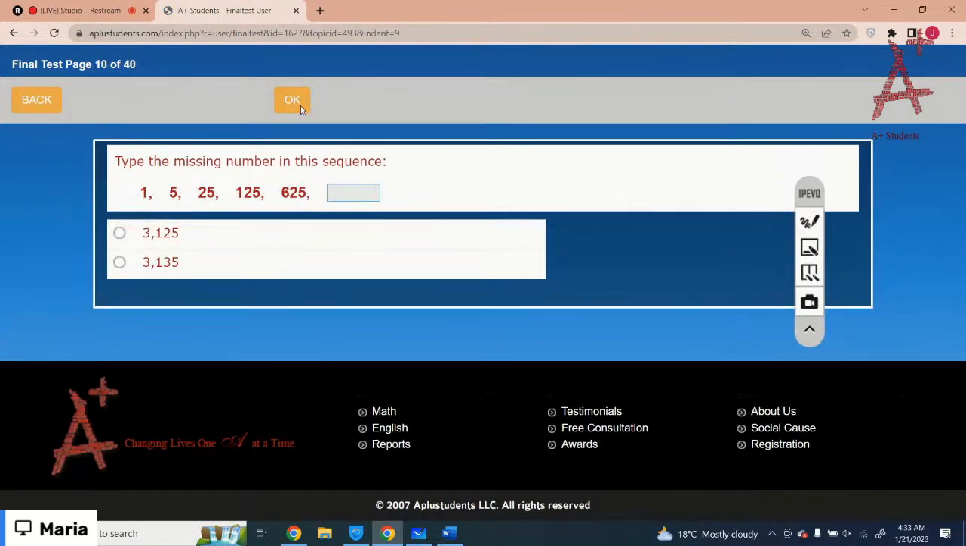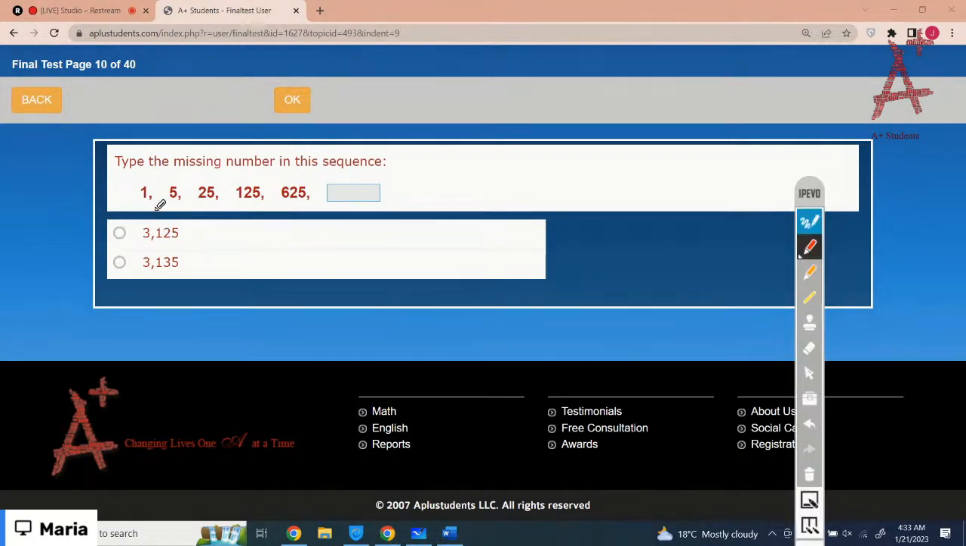Okay, type the missing number. 1, 5, 25, 125, and 625. You have to multiply every number by 5. 1 times 5 is 5. 5 times 5 is 25. 25 times 5 is 125. And 125 times 5 is 625.